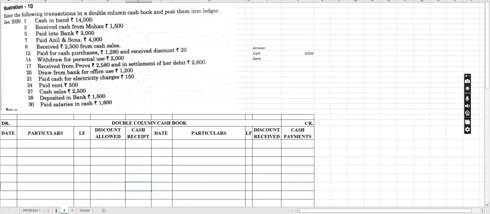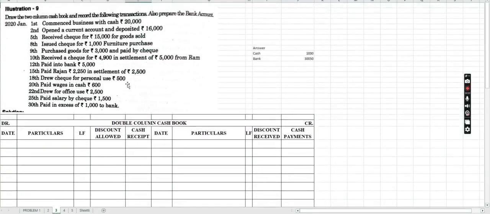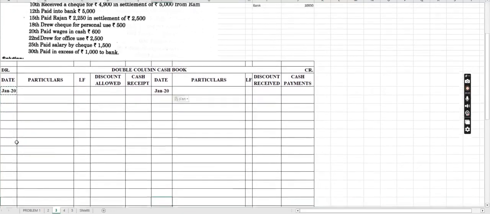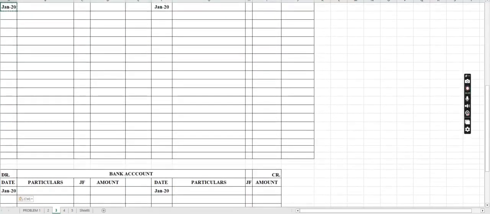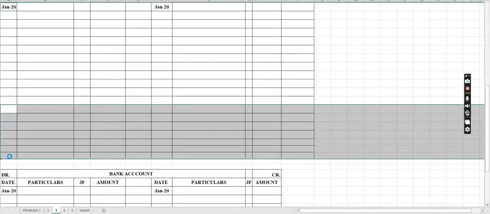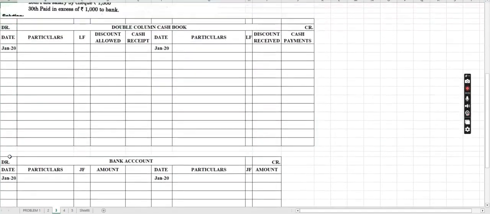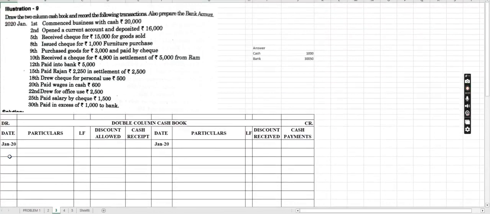Here, third, we have 4 problems. Here the third problem. Again, January 2020. I will copy this here. In the bank also we'll copy. Okay, done. Let's delete the columns if they are not required, so we can have fewer rows.